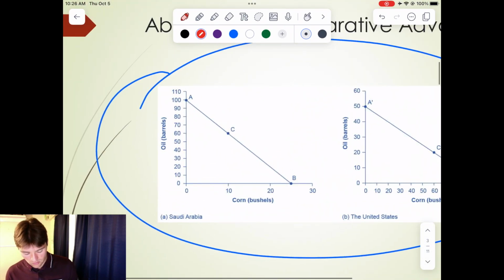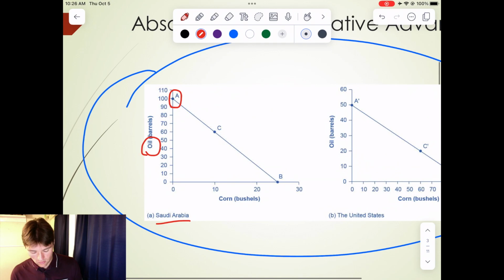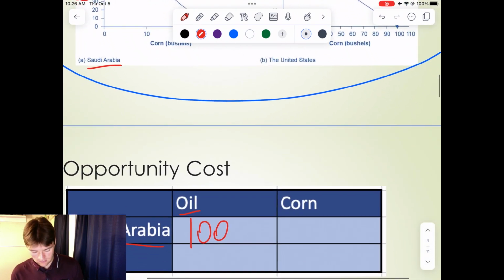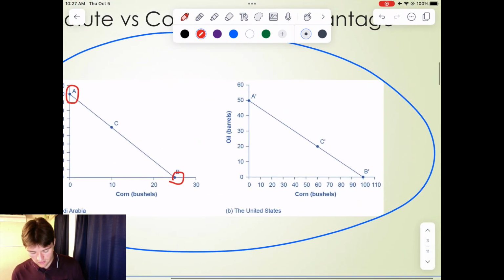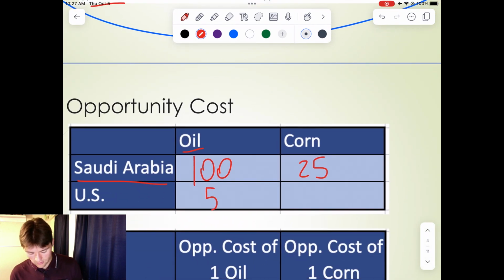So basically, how much oil can Saudi Arabia do? So we go to oil, we go to Saudi Arabia, and they can do 100 oil. That's the most amount of oil they can do. What's the most amount of corn they can do? Looks like 25. For the United States, we're going to go with 50 and 100. So 50 oil and 100 corn.